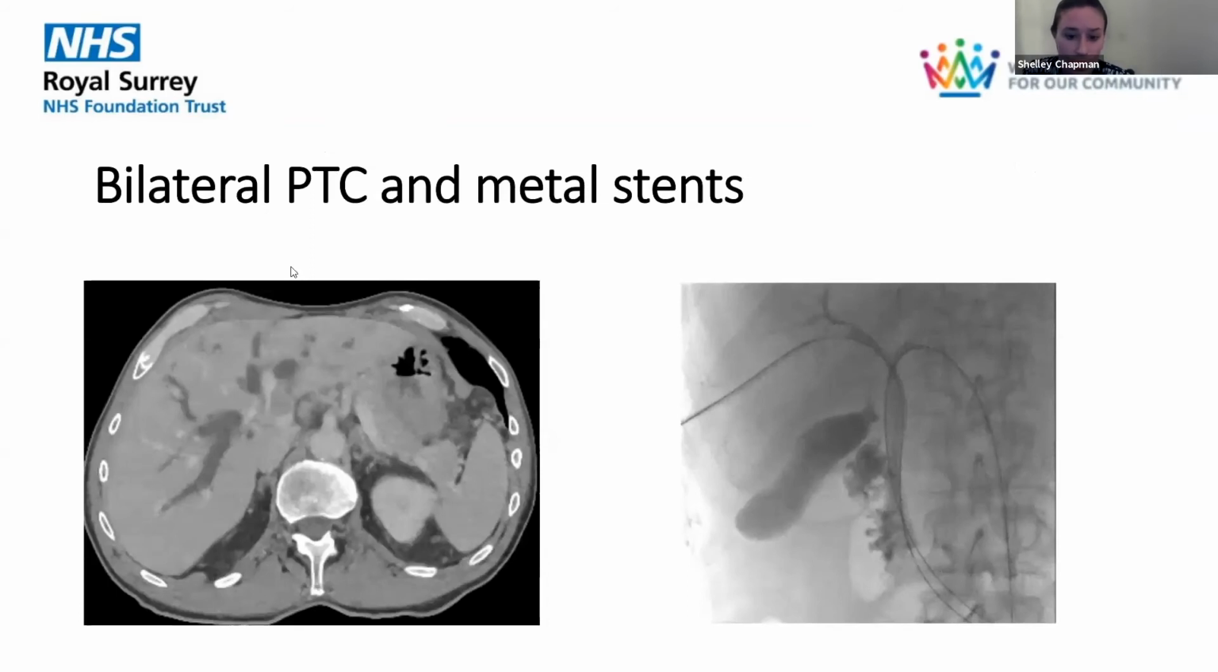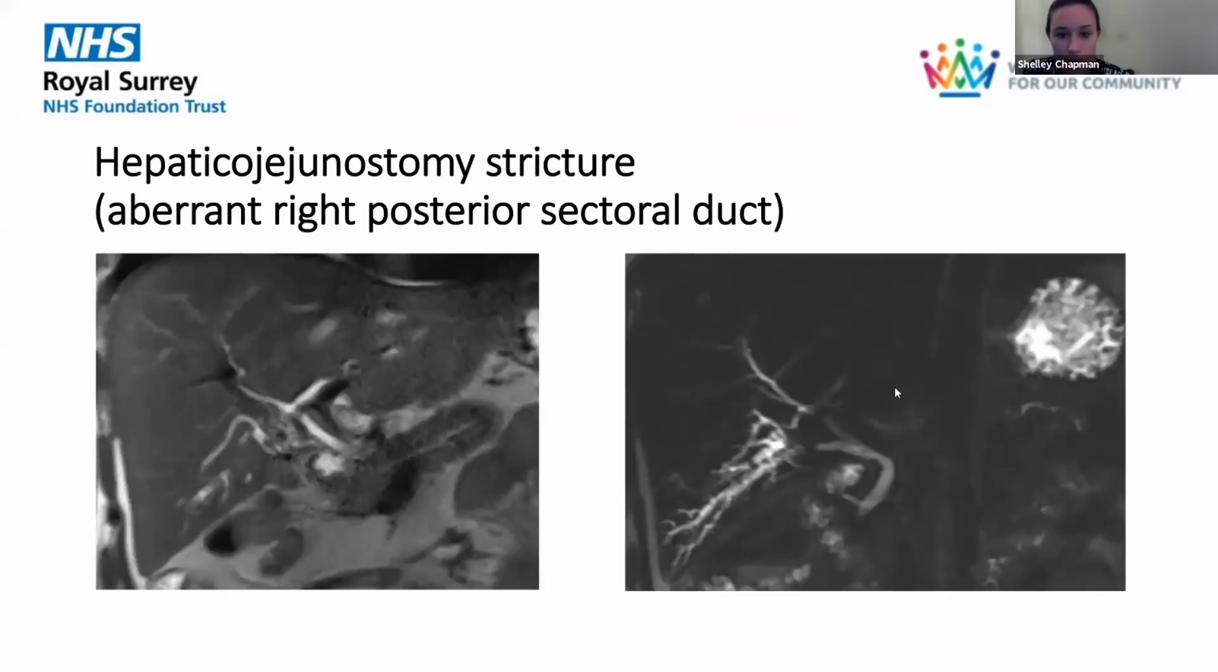We also treat non-surgical patients with more central lesions. So here you can see bilobar dilatation. So this patient went on to have bilateral access via the left and the right lobes, and then these metal stents placed in a kissing formation to unblock their biliary tree.